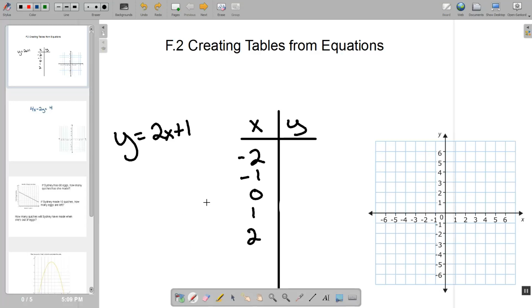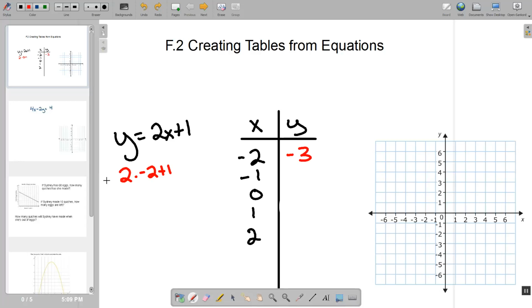So if I have y equals 2x plus 1, I need to plug in each of the inputs, or the x values, into the equation and see what y value is output. So for the first x value of negative 2, I'm going to plug it into my equation here. So I get 2 times negative 2 plus 1. 2 times negative 2, that's negative 4. Negative 4 plus 1 is negative 3.